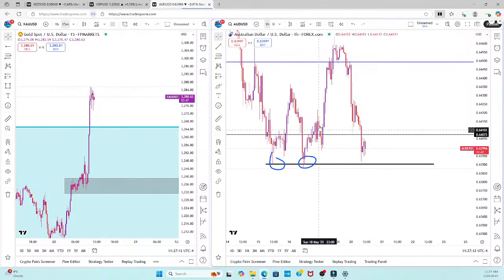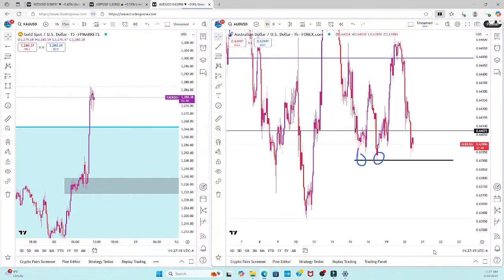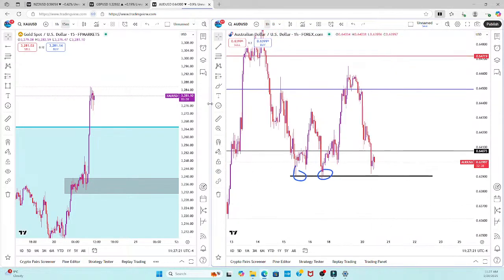So for you, what does this mean? You want to be looking for a short. Now, of course, the best area to have entered a short would have been all the way up here, which is a move that you technically missed out on.